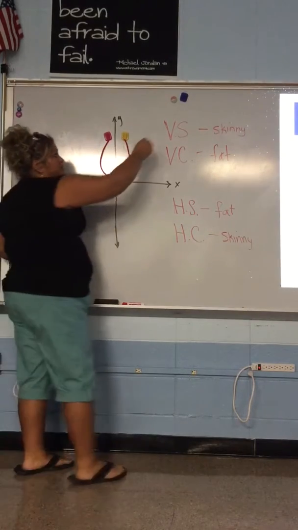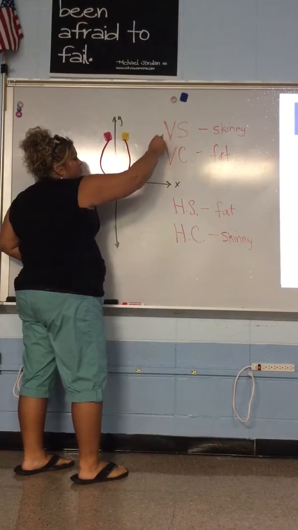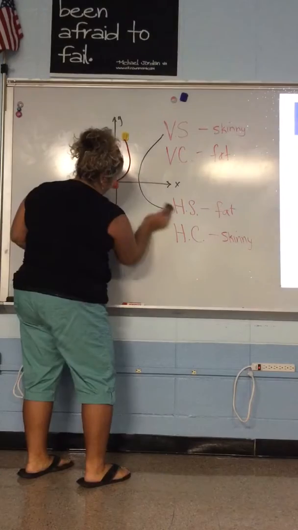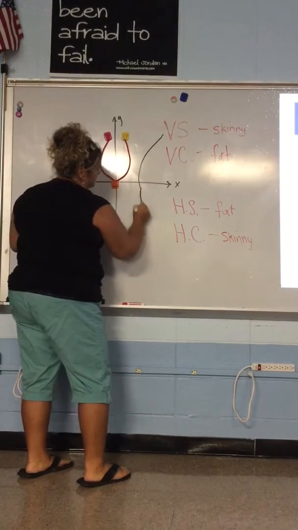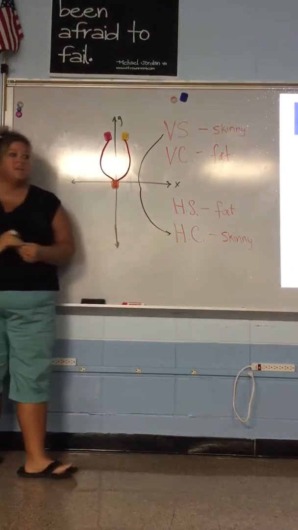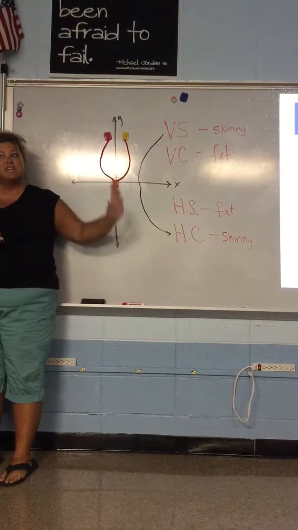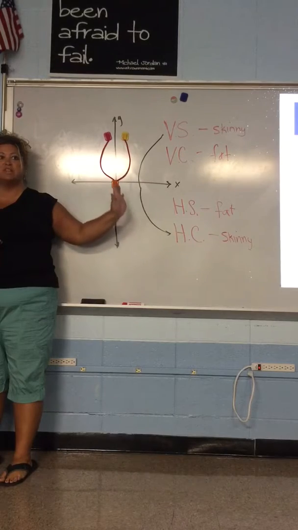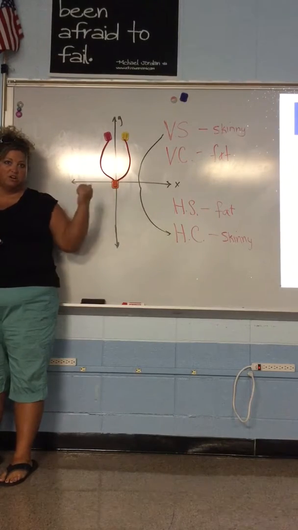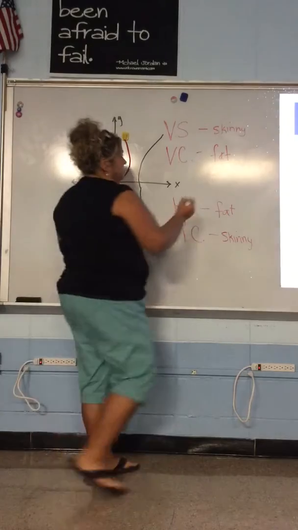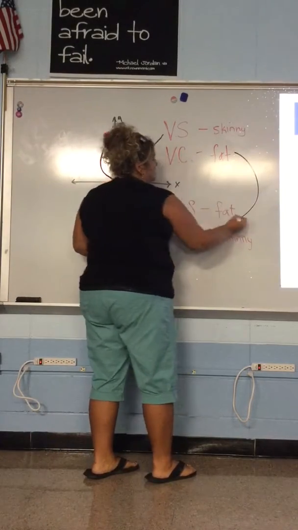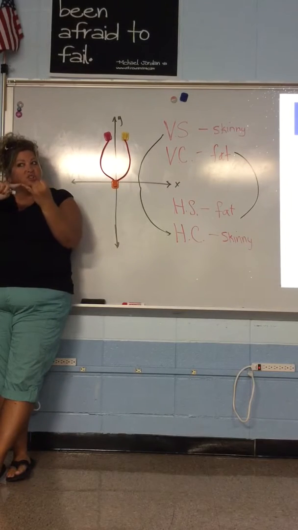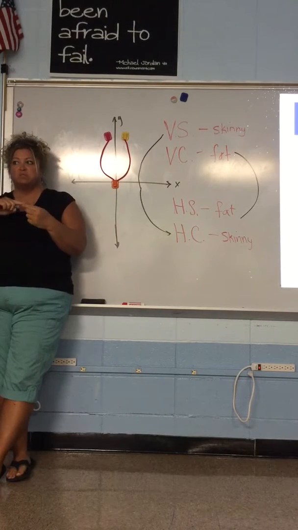Okay, so here's the key. A vertical stretch and a horizontal compression are going to cause the same effect. Now we're going to get them different ways when we start manipulating those formulas, but they're going to give us the same effect on our graph, okay? Whereas a vertical compression and a horizontal stretch are going to give us the same thing. So you have to have a stretch with a compression and a compression with a stretch.